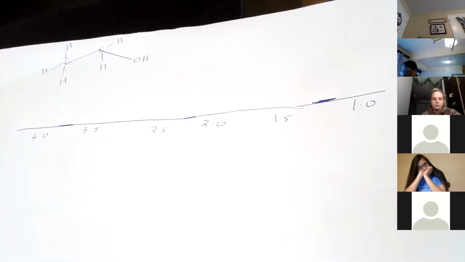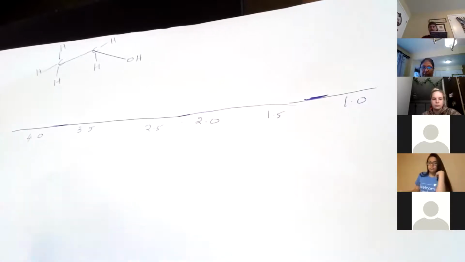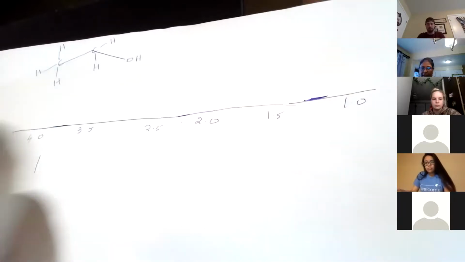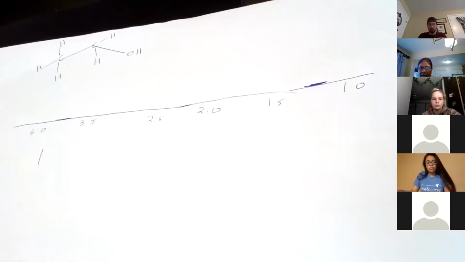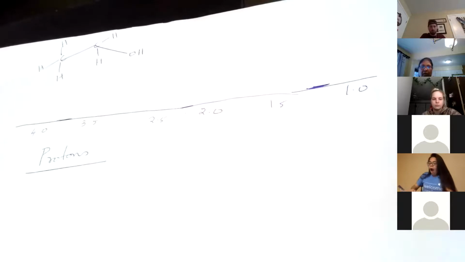Now this is my spectrum, and this is ethyl alcohol. If you're given the structure and you don't have the spectrum, how will you draw the spectrum? Now, how many types of protons are there? That's the first question that you would ask.